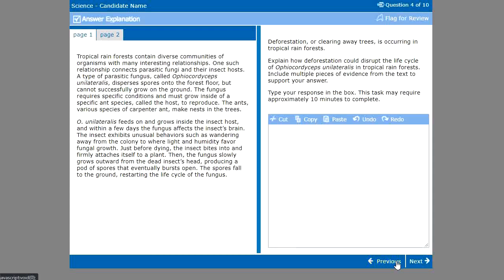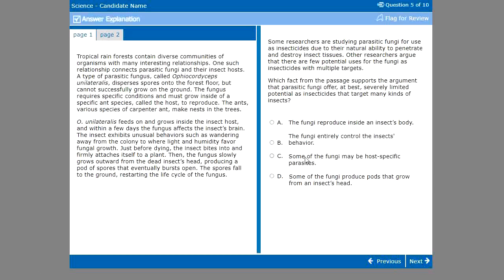But we still have a question that is related to the same text. Okay, let's read the text together. Tropical rainforests contain diverse communities of organisms with many interesting relationships. One such relationship connects parasitic fungi and their insect hosts. The type of parasitic fungi called Cordyceps unilateralis disperses spores onto the forest floor but cannot successfully grow on the ground.